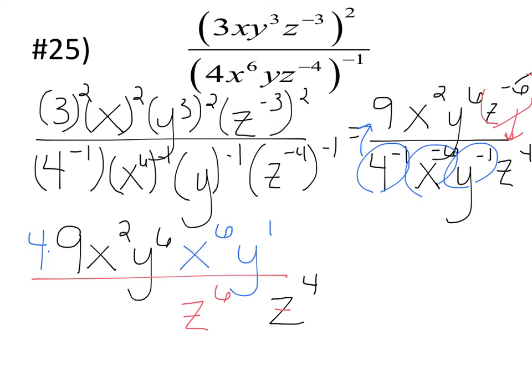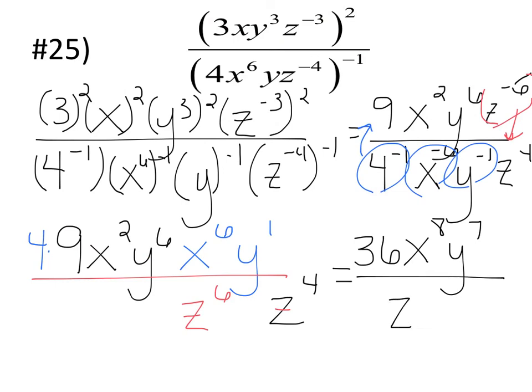Yep. Okay, so let's multiply. 4 times 9 is 36. And then we've got x squared times x to the 6th. Like bases, add the exponents. So it's x to the 8th. And then we have y to the 6th and y to the 1st. So add the exponents. Y to the 7th. Over z, like bases, add the exponents. Z to the 10th. And that's your answer, guys.